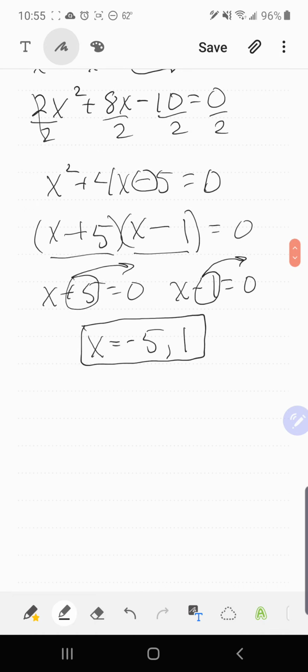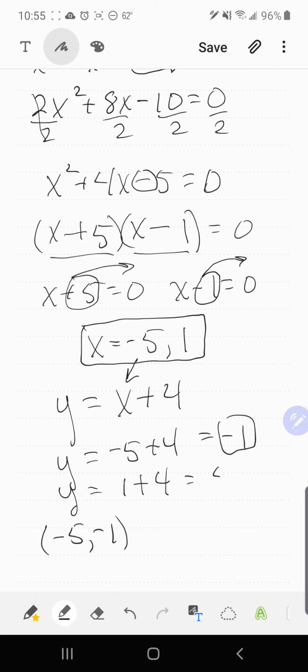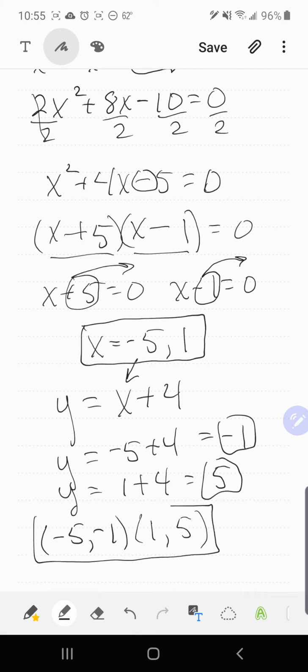So, since y equals x plus 4, if I plug in negative 5, that's going to give me negative 1. And so there's an ordered pair. When x is negative 5, y is negative 1. Okay? And if I plug in positive 1, 1 plus 4 equals 5, that's another ordered pair. So when x is 1, y is 5. And those are the solutions to this system of equations.